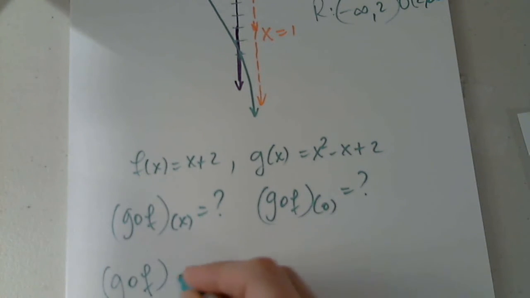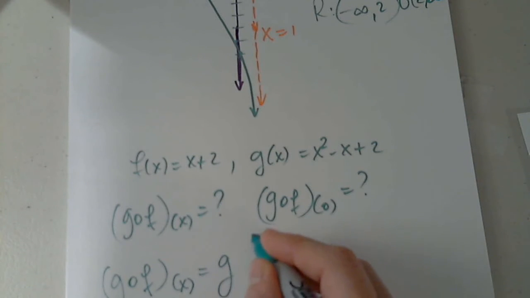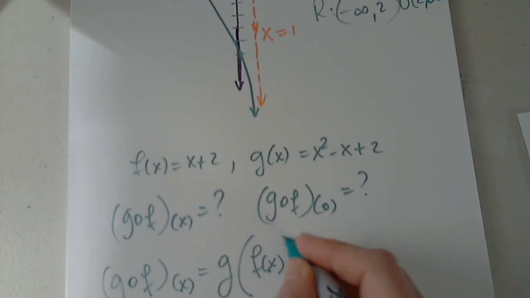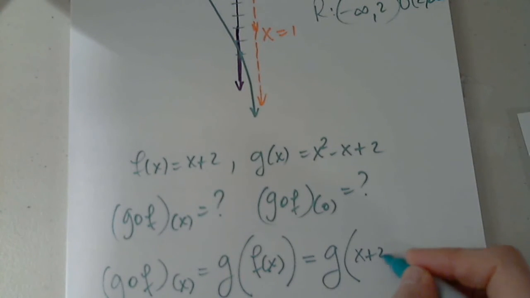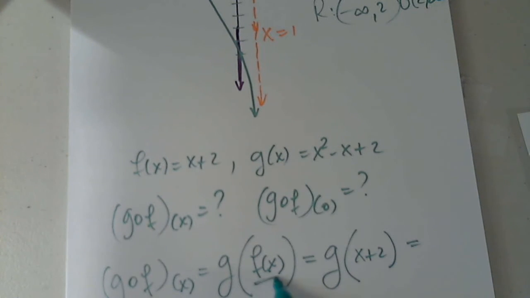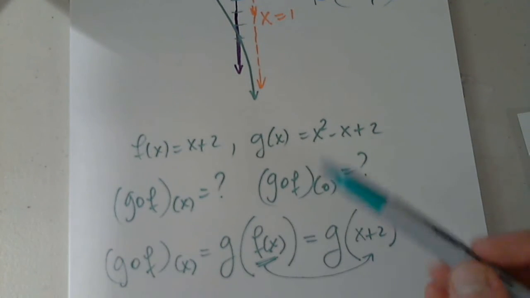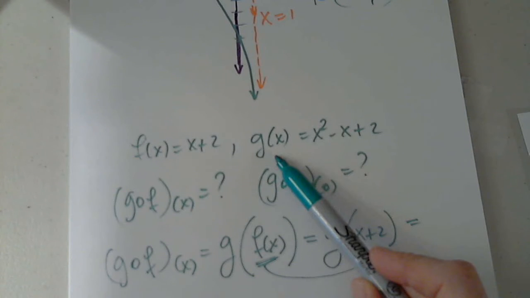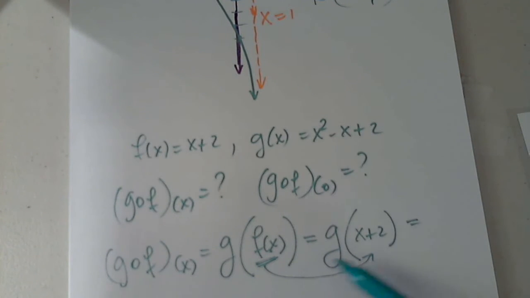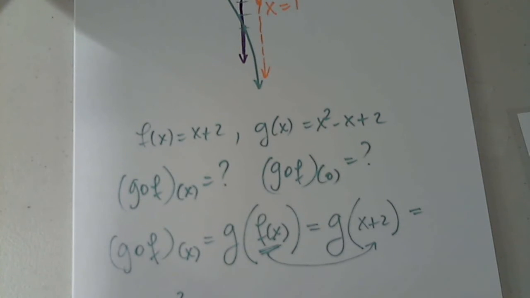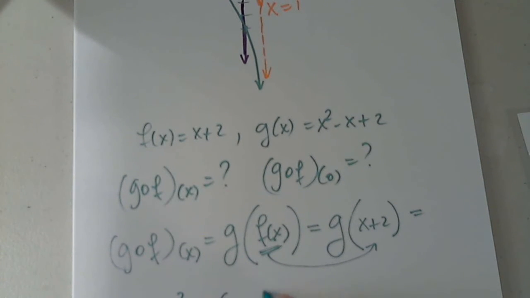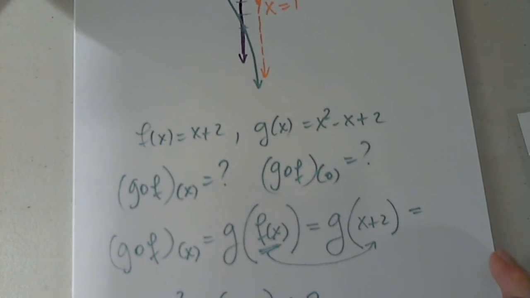G comp f of x is g of f of x, which is g of x plus 2. I have to replace f of x by x plus 2. And then in g, I replace x by x plus 2. So I have (x plus 2) squared minus (x plus 2) plus 2.